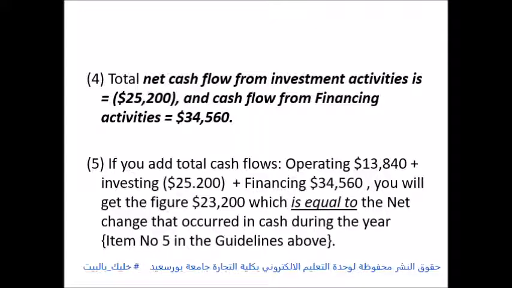If you add the total cash flows, whether negative or positive, you will get the figure of 23,200. Add minus 25,200 plus 34,560 plus 13,840, total 23,200. This total is equal to the net change that occurred in cash during the year 2018. Please look at item number 5 in the guidelines to verify this.